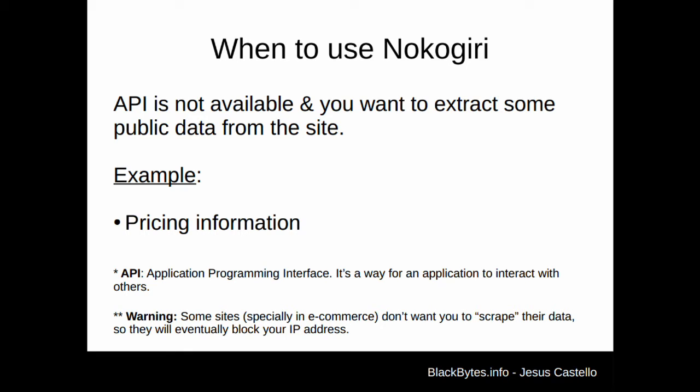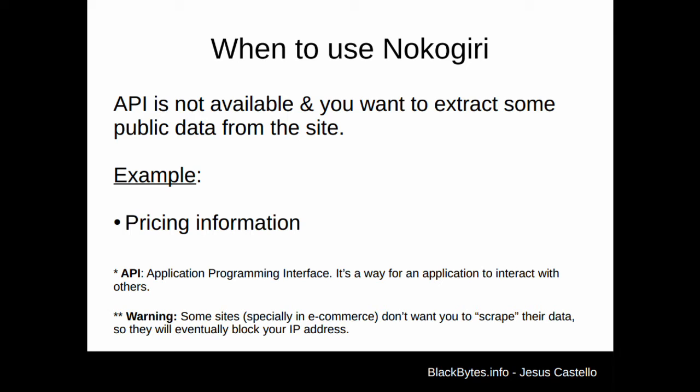So, for example, let's say there is a store and you want to extract the pricing information from the things that they are selling. Okay? But they don't have an API for that. So what you have to do is parse the HTML and pull out that data. Okay? And that's what you can do with Nokogiri, and it's really easy. If you have never done this before, it's really easy. So I will show you. Keep watching.